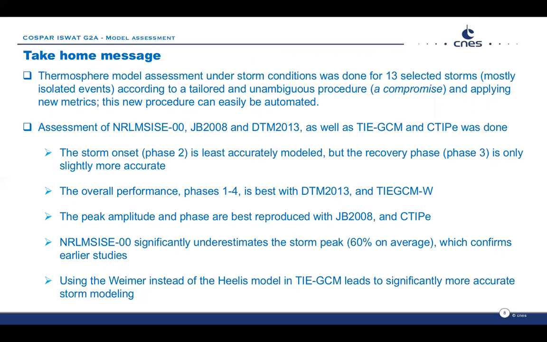NRLMSIS significantly underestimates the storm amplitude, 60% on average, and this actually confirms earlier studies. Finally, using the Weimer instead of the Helix model in TIE-GCM leads to significantly more accurate storm modeling, and this model should, if possible, always be used when running TIE-GCM.